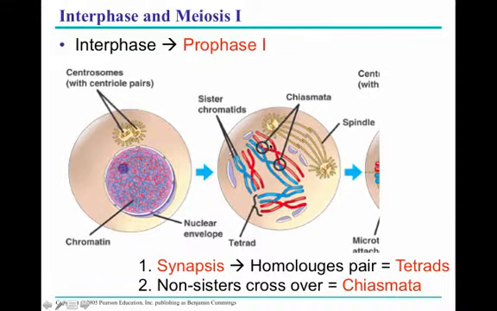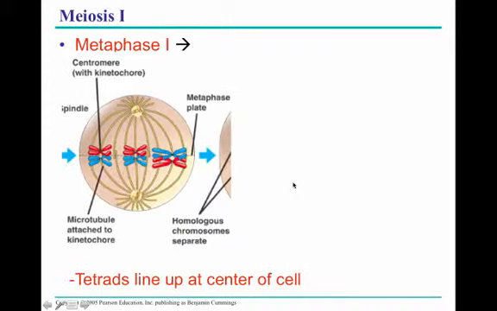So the non-sister chromosomes, non-sister means chromosomes of opposite homologs. So these two in red are sisters. These two in blue are sisters, but one here in red and one here in blue are non-sisters, okay? And those are always of the homologous pair. Those points of crossover are called chiasmata. Chiasmata, okay.